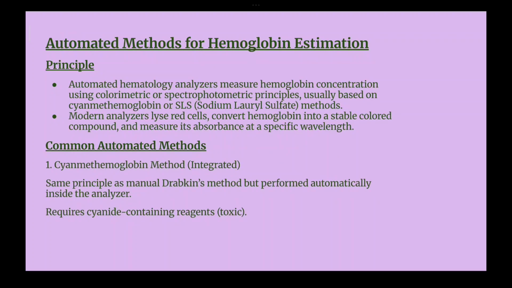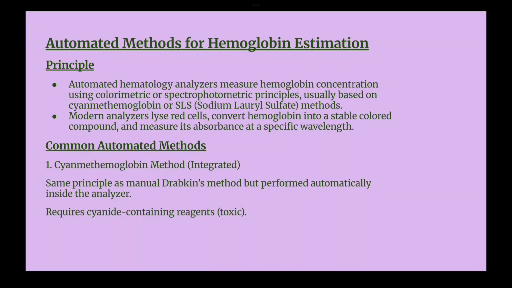So now moving to the last type of method used for hemoglobin estimation, the automated methods, or the machines that we use in our daily blood sampling and testing. The principle of automated hematology analyzers is measuring the hemoglobin concentration using a colorimeter or spectrophotometer principle. These are usually based on the cyanmethemoglobin or the sodium lauryl sulfate methods.